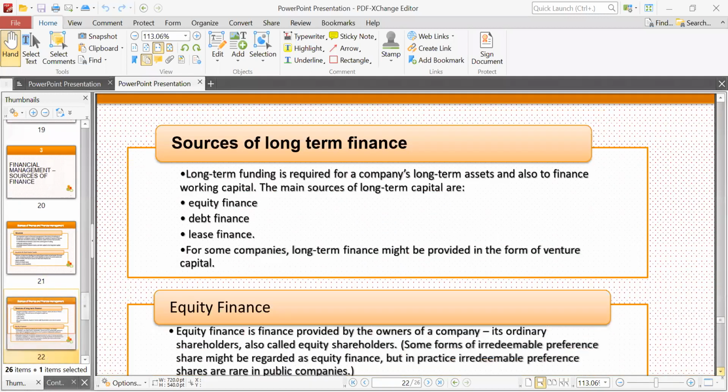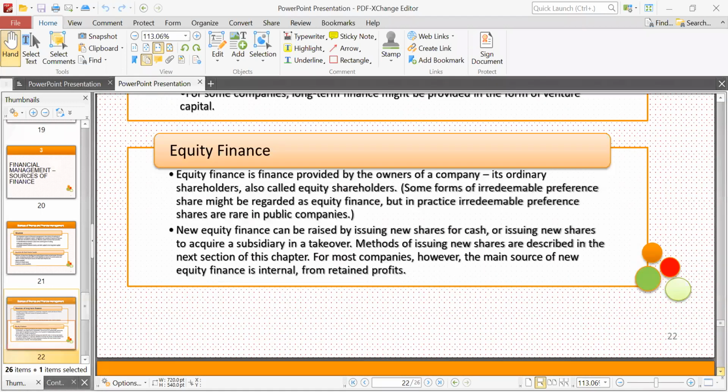You have also long-term finance. Long-term finance could be equity finance, debt capital, lease finance. All these things, different situations require different forms of finance.